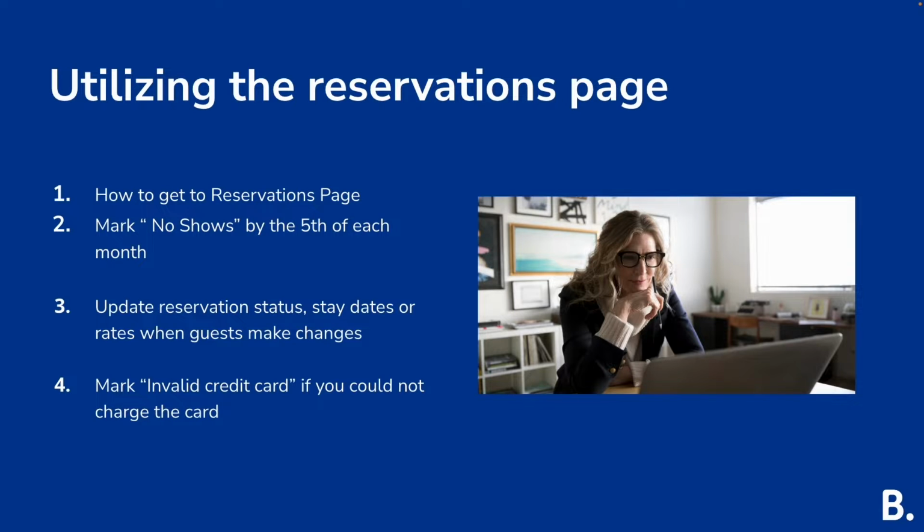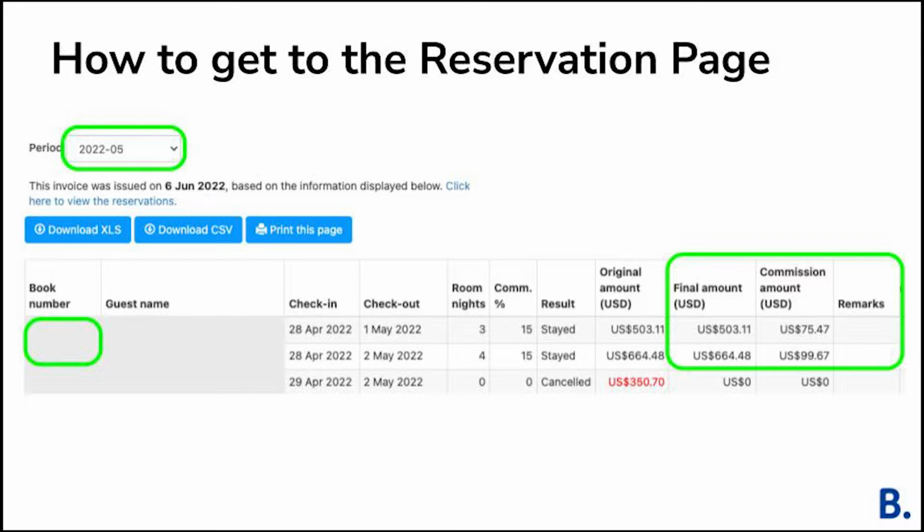We're going to show you how to get to the reservations page, how to mark no-shows, how to update reservation statuses, either stay dates, rates, things like that, and how to mark an invalid credit card if you could not charge your card. So let's take a look at this reservation statement again.